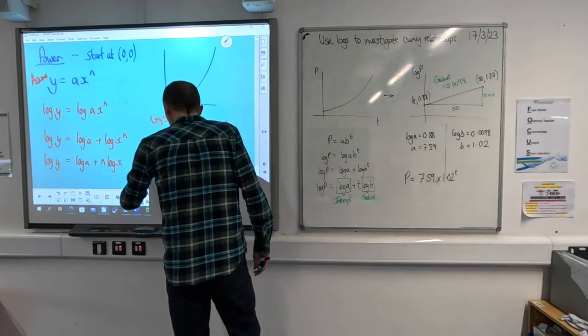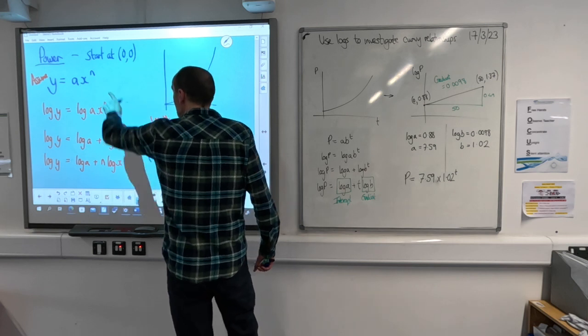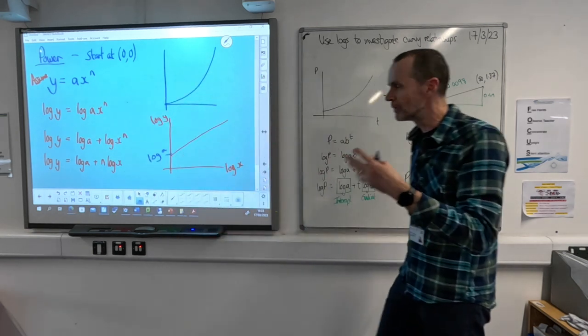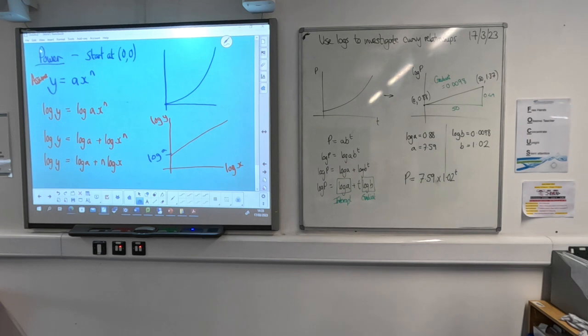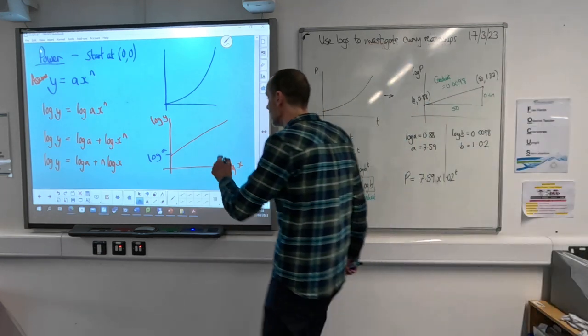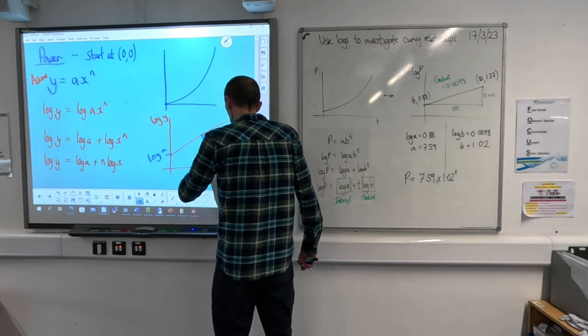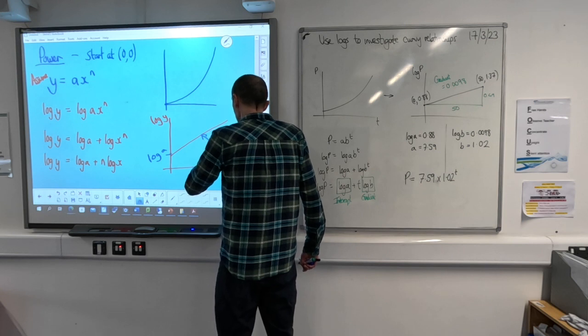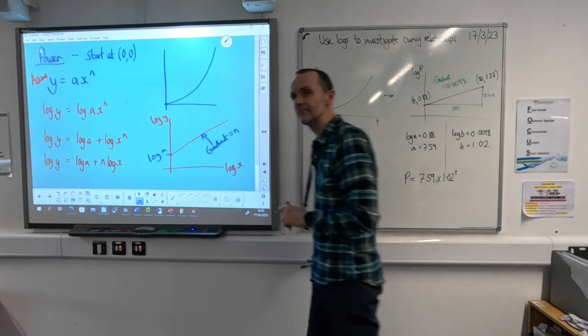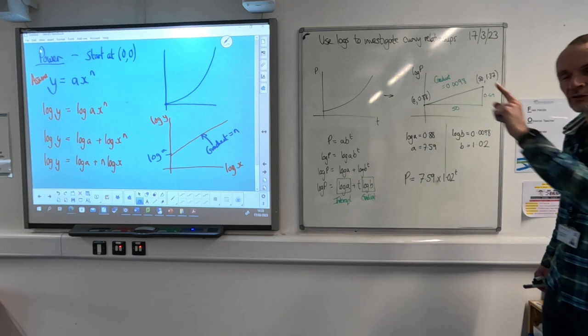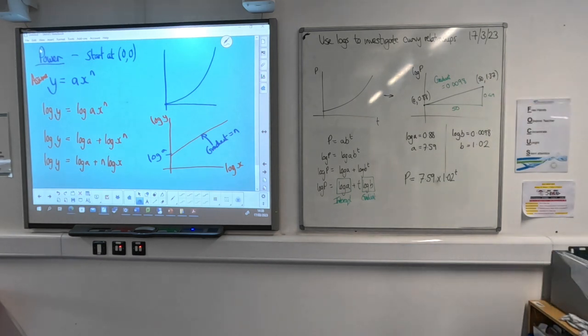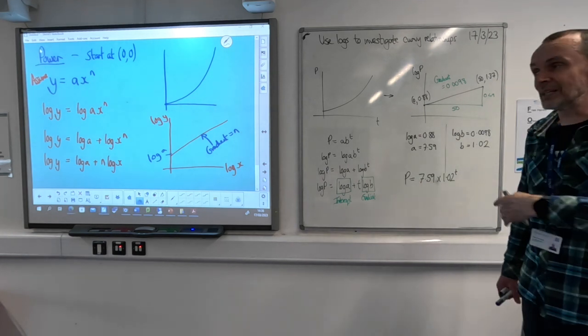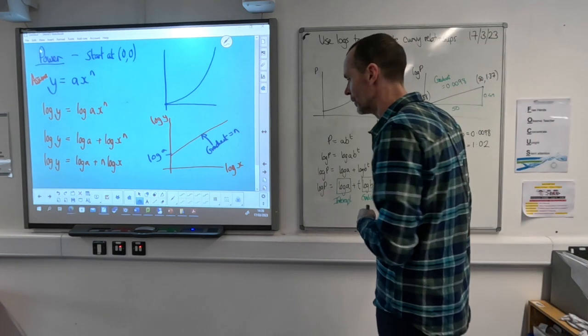The y-intercept for that straight line will be log of a. Remember, log a is just what this relationship is being multiplied by. And the gradient, well, that's nice and easy. It will just be the power. So if it's a squared relationship, the gradient will be 2. If it's a cubed relationship, the gradient will be 3. And of course we can have powers between those two. You know, it might be x to the power of 2.5 or 2.1.